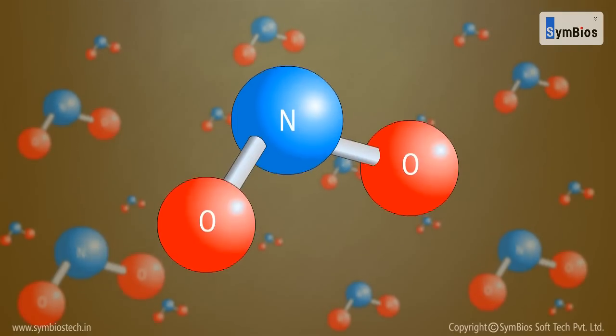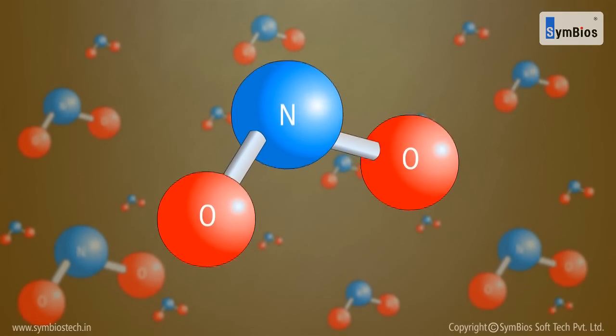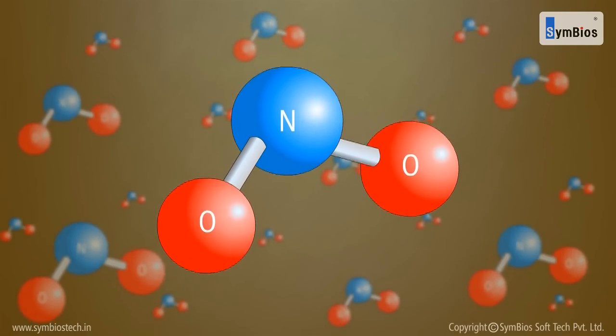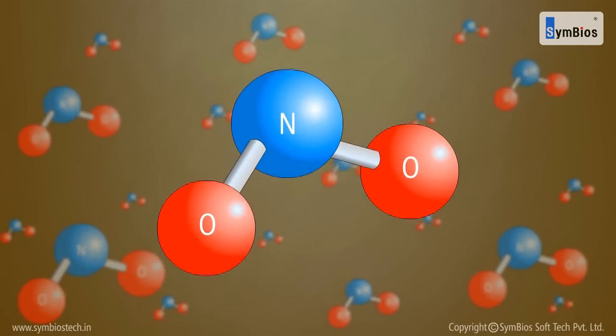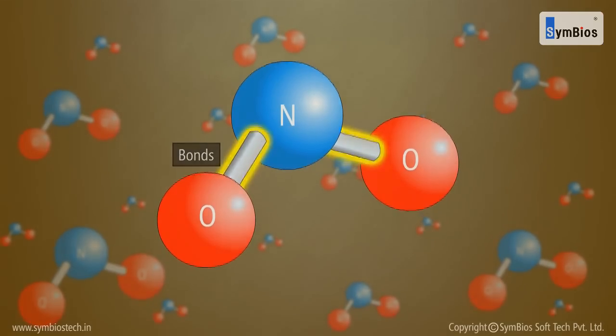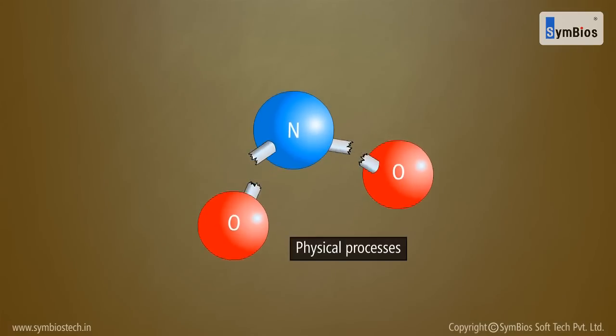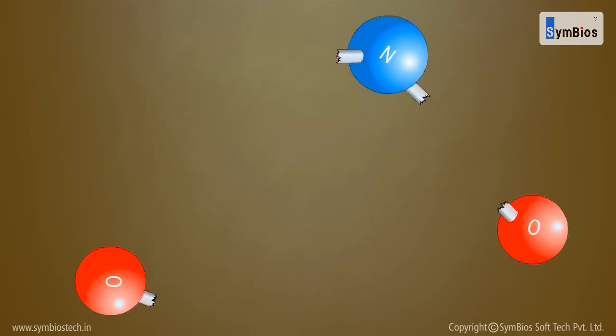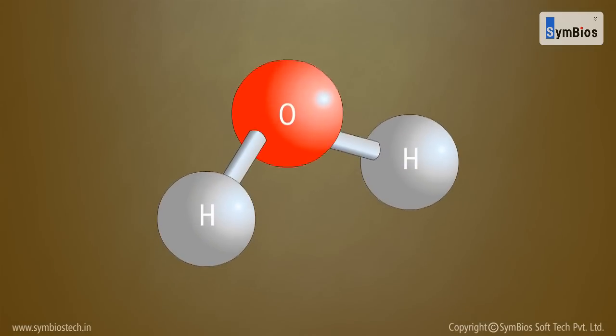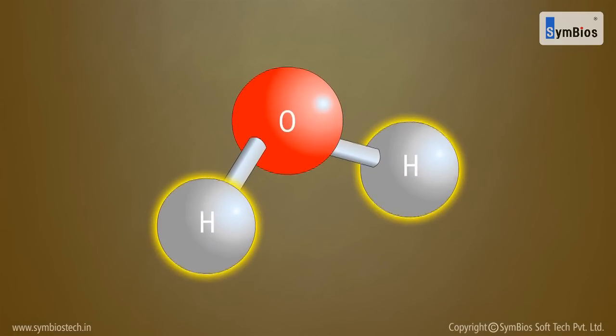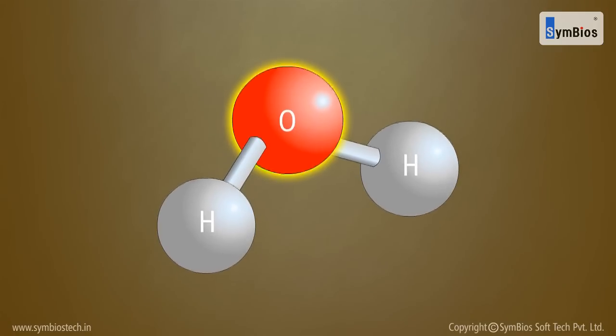Compounds. A compound is a chemical substance consisting of two or more chemical elements. The chemical elements are held together by bonds. They can be separated by chemical processes. For example, a water molecule consists of two atoms of hydrogen and one atom of oxygen.